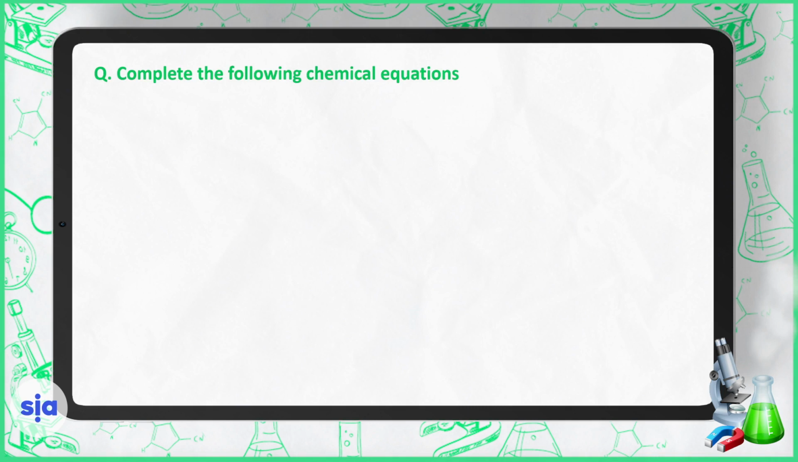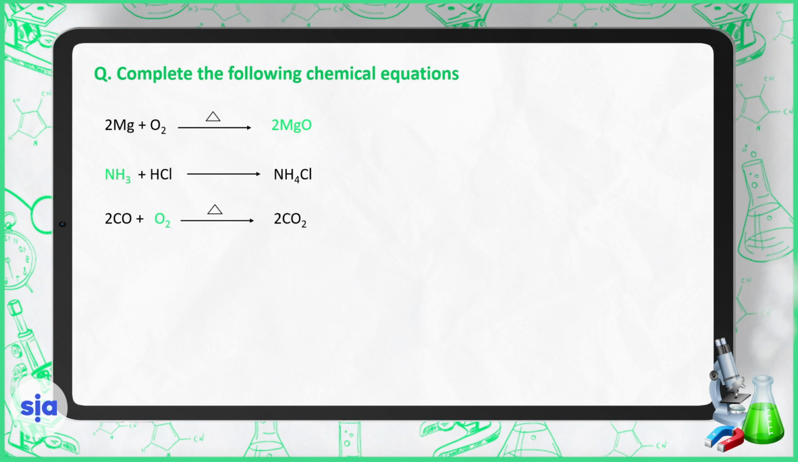Complete the following chemical equations. 2 magnesium plus O2 in the presence of heat. Yes, it will give 2 magnesium oxide. What plus hydrochloric acid, HCl, will give ammonium chloride, NH4Cl? Ammonia, NH3. 2 molecules of carbon monoxide plus what, in the presence of heat, will give 2 carbon dioxide molecules? Oxygen.